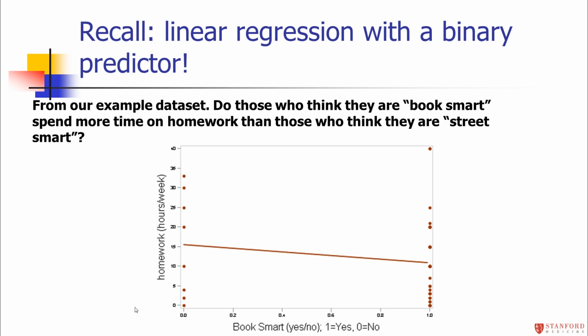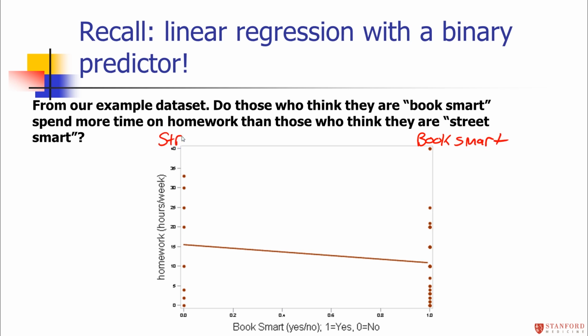Let me start here with a simple example using that example data set on my Stanford students that I've been using since the beginning of the course. One of the questions I asked my Stanford students is whether or not they consider themselves to be book smart or street smart. This is a binary variable. Book smart, if the variable is equal to 1, that means that they consider themselves book smart. If the variable is equal to 0, the way I've coded it, that means that they consider themselves to be street smart. So you can see that this is the book smart group over here, and this is the street smart group over here.